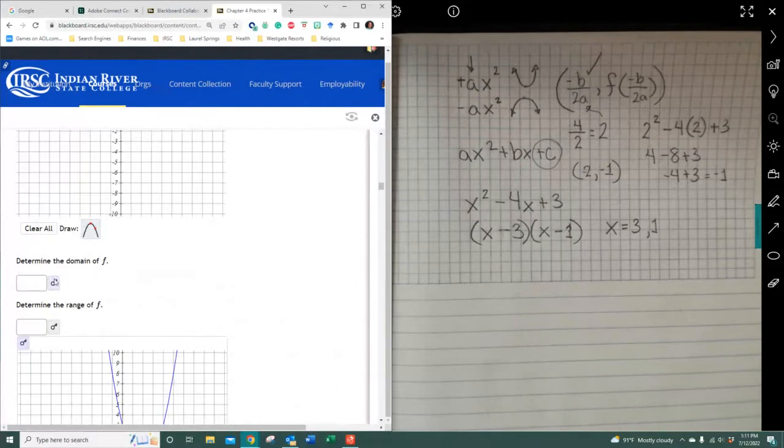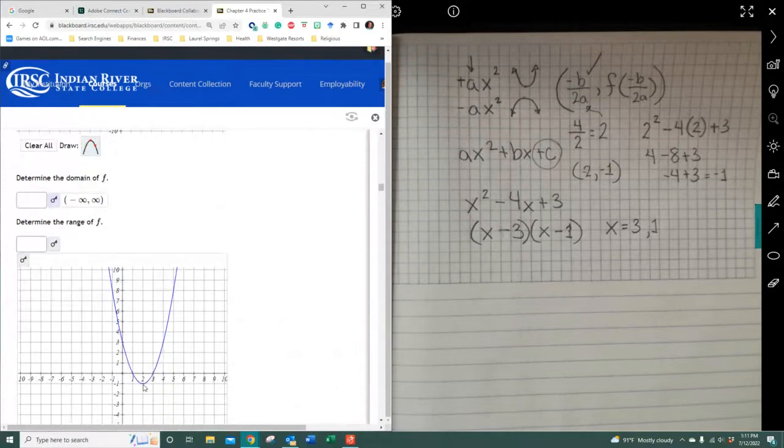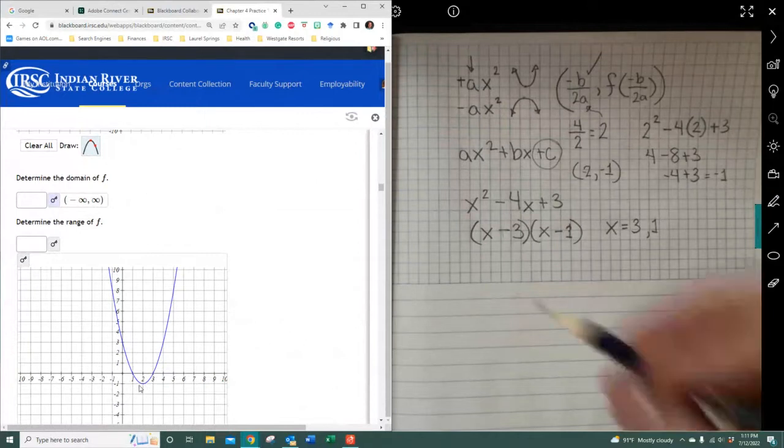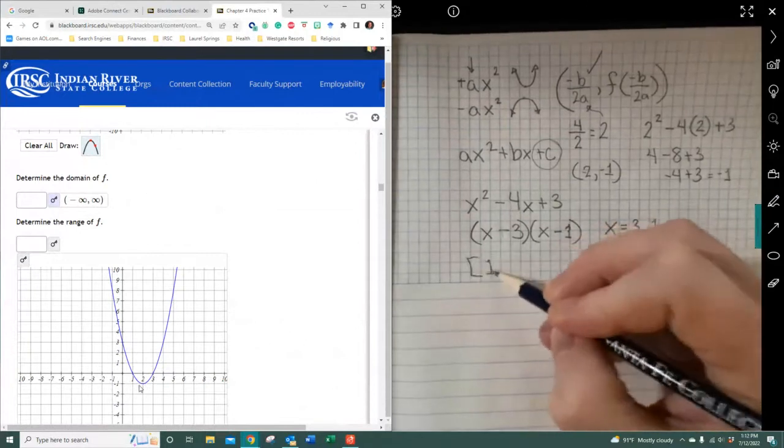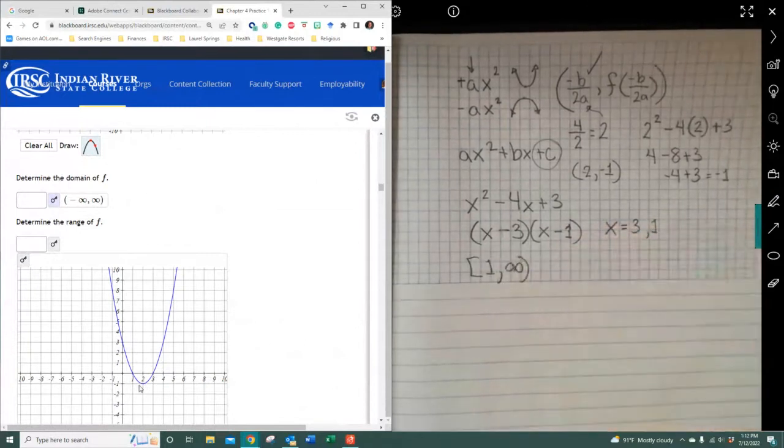Now, the domain of all parabolas is negative infinity to positive infinity. And the range is going to be from the lowest point to the highest point, which is -1 inclusive. So it's going to be -1 inclusive all the way to infinity. All right, like I said, I can just show you here, it's going to be the same exact answer. However, when I wrote it down, I didn't write the negative sign. So it's obviously -1, not +1.